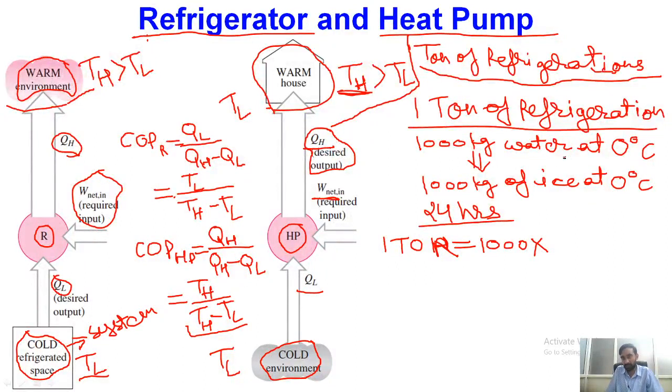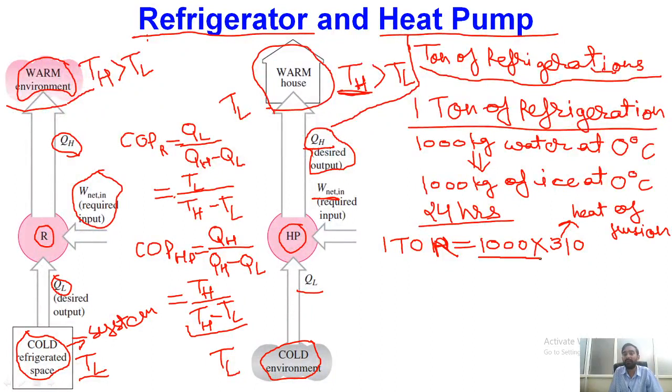Okay, so the heat of fusion of water is equal to 310 kilojoule per kg. So it means for 1 kg of water we require to remove 310 kilojoules. So for 1000 kg it will be 1000 into 310. Okay, so this 310 is the heat of fusion, the heat of fusion for water.